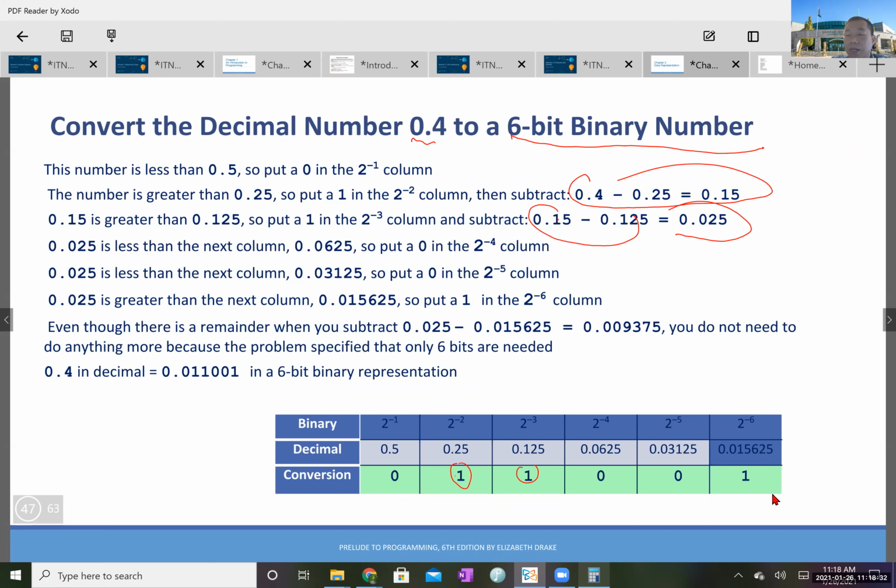Now move to the right, greater than, right? Greater than, put number 1 here. So you have the remaining here, but you can stop it here because they're requiring you to work with the 6-bit binary number only. So we have 1, 2, 3, 4, 5, 6 here. So in order to convert 0.4 in decimal, you're able to convert it to the 6-bit here, right?